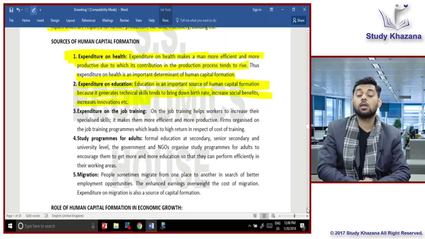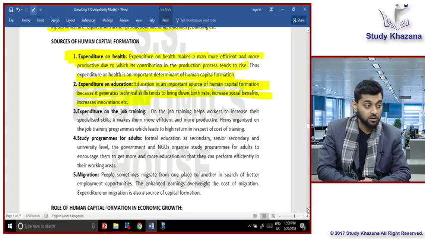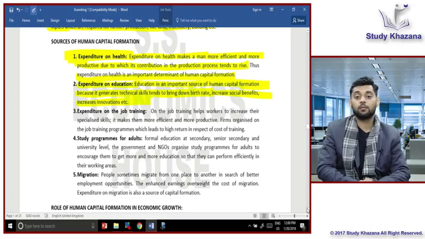The thing is this, that the expenditure done by your company on your training will outweigh the benefits which they are going to get from you when you will work more efficiently. From this perspective, they do this thing. This was the example of on-the-job training. What is off-the-job training?